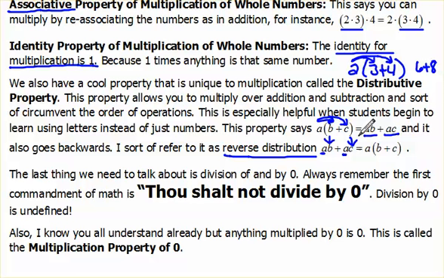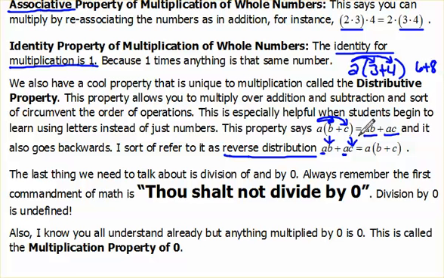All right, now I said the last thing we need to talk about is division of and by zero, and then I remembered there were a couple of other things in here too. But these tend to get most people really confused, so I want to make sure that we are very clear about division by zero and of zero. If you divide by zero, that is a very big no-no. That is undefined.